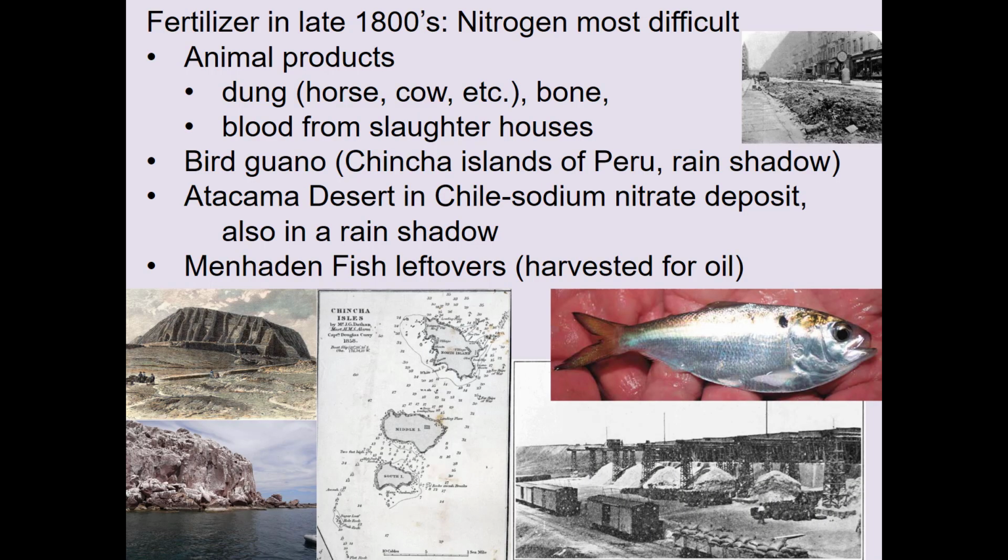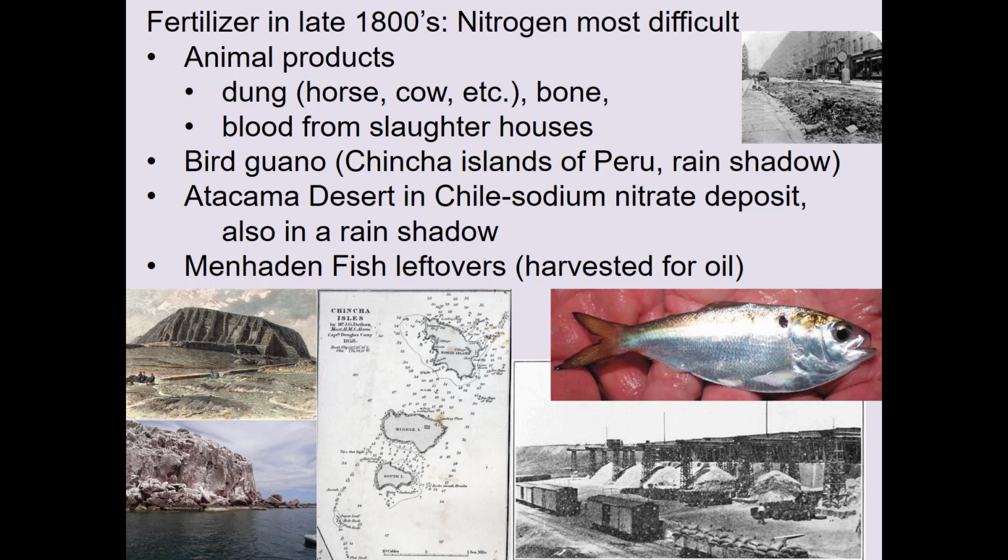So in the late 1800s, with fertilizer, it's very, very difficult for the farmers to get fertilizer. So they would use manure from whatever animal they happen to have, horse or cow. They also would take bone and they'd crush it up and they'd add that to their fields. And they'd even take blood from slaughterhouses and put that in their fields. One solution to the fertilizer problem is they would go to these remote islands that it would never rain.